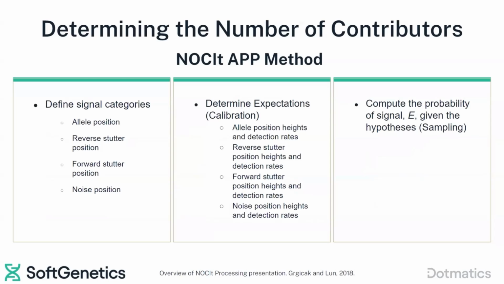So now we're going to spend some time looking at an example of APP software called NOCIt. We will go through and define the signal categories. We're going to talk about how the software determines expectations. And then we're going to very briefly go over an example of the calculations.